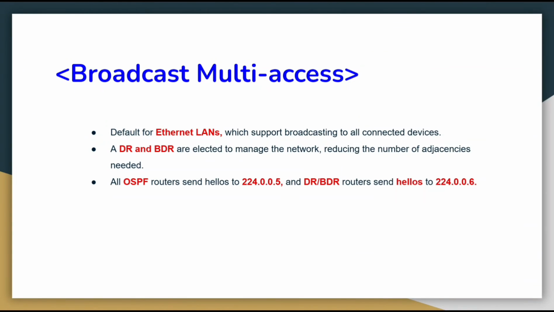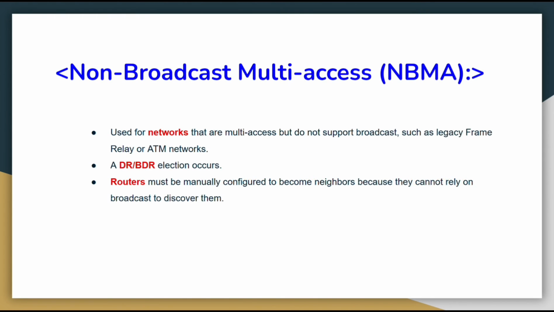Now, second is broadcast multi-access, default for Ethernet LANs which support broadcasting to all connected devices. A DR and BDR are elected to manage the network, reducing the number of adjacencies needed. All OSPF routers send hellos to 224.0.0.5 and DR/BDR routers send hellos to 224.0.0.6.